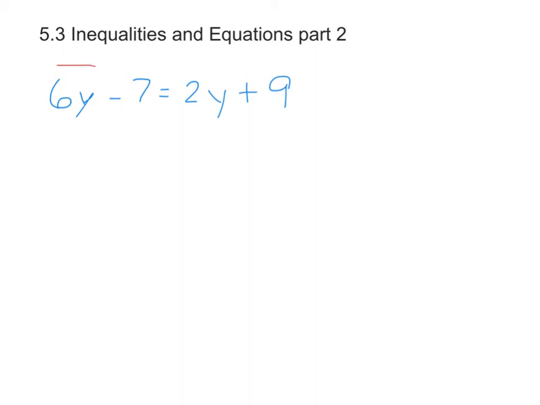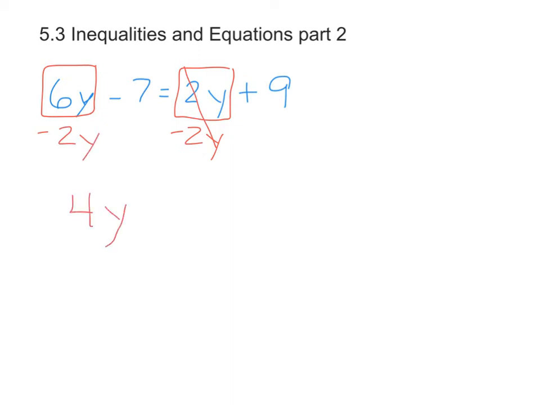So I have a 6y here on this side of the balance and a 2y here on this side of the balance. And I don't want my number to end up negative. So the most y's that I can get rid of on both sides are 2. So I'm going to take away 2 y's on both sides. That'll make these guys go away. And if I take 2 y's away from this side, I'm left with 4y. So I have 4y minus 7 equals 9.